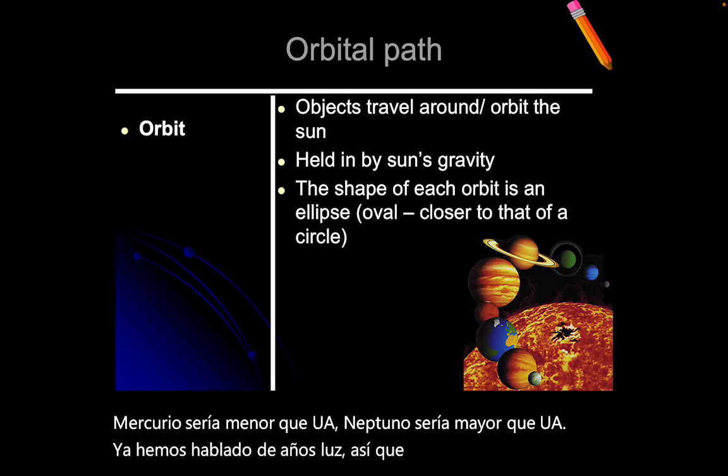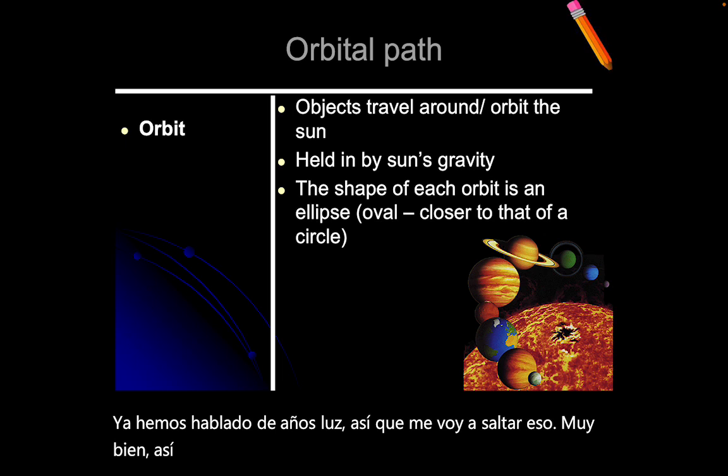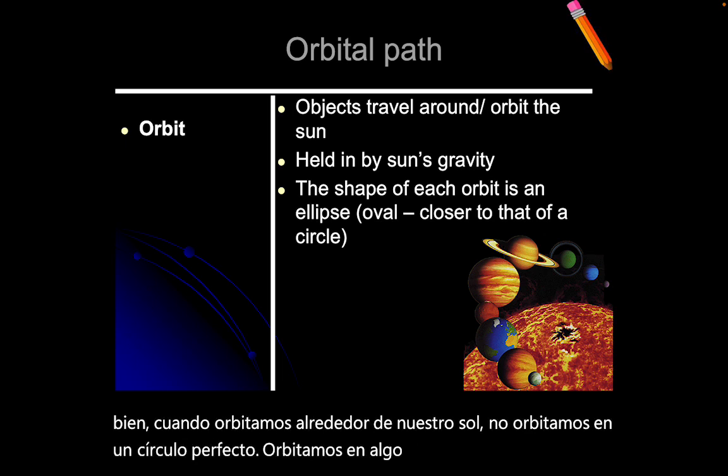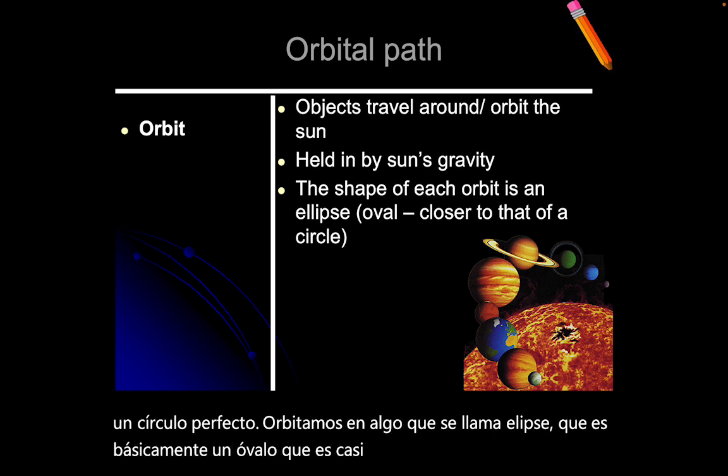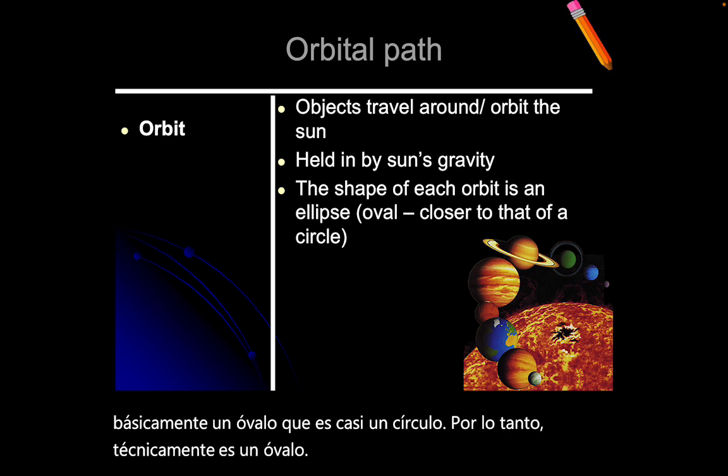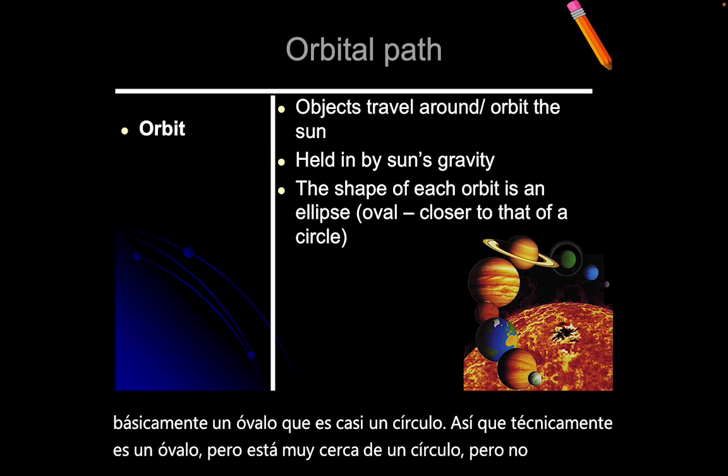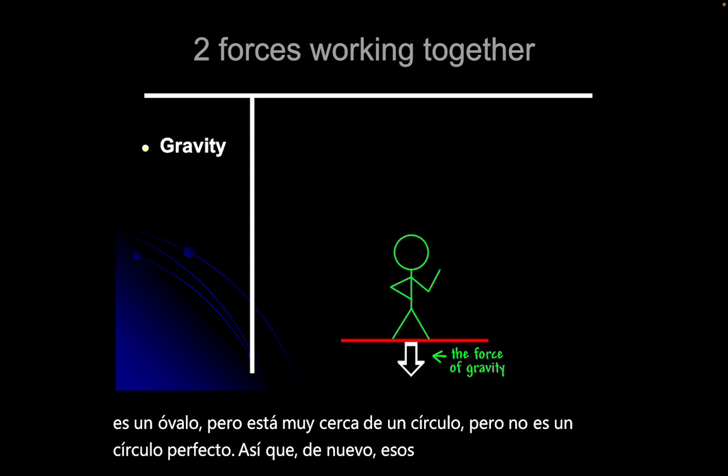Alright, so when we orbit our sun, we do not orbit in a perfect circle. We orbit in something that is called an ellipse, which is basically an oval that is almost a circle. So it is technically an oval, but it is very close to a circle, just not a perfect circle. So again, we orbit in an ellipse.